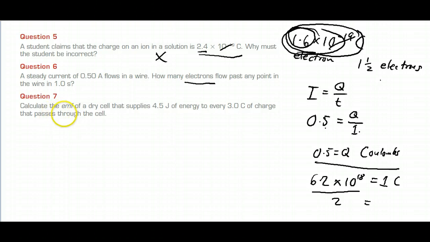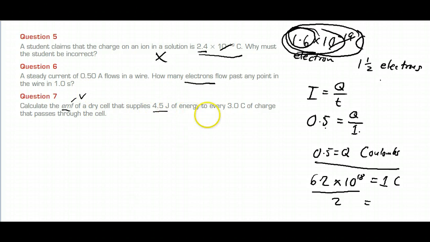Okay, question 7. Calculate the EMF of a dry cell that supplies 4.5 joules of energy to every 3 coulombs of charge that passes through the cell. Okay, so we need to find the EMF. It's kind of like a voltage, the voltage across a battery that powers the circuit, the potential difference. EMF's basically another word for voltage, but it's voltage across a battery.